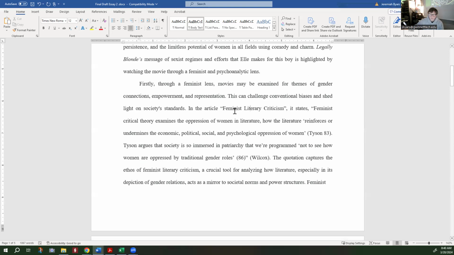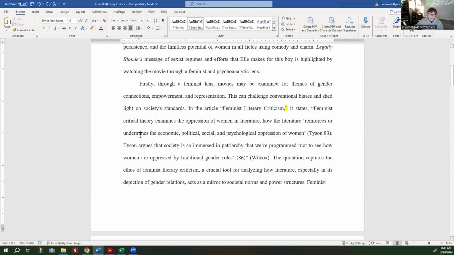in this article, feminist literary criticism. All right, so here's an error. See this? It's an error. This comma needs to be inside the quotation mark. I think I did 3.5 points off. That would have been 3.5 points off right there.